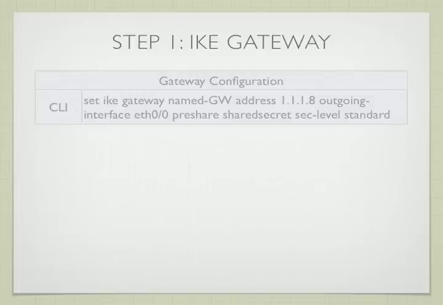Pre-share and the shared secret. So this is the pre-shared key that you agree upon with the remote site. So pre-share is the command, and shared secret is whatever that key is. And then sec level and standard. Sec level and standard says we're going to use the parameters in the standard, the proposal called standard.